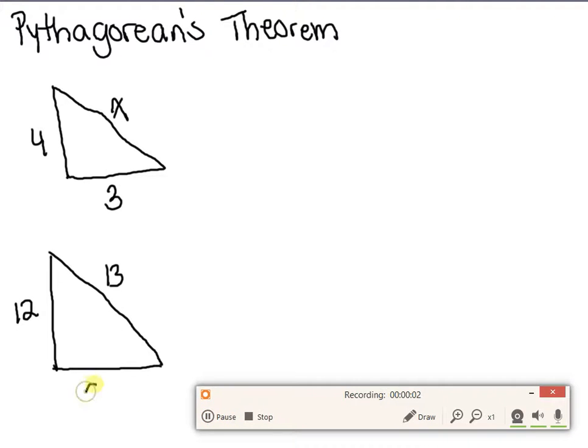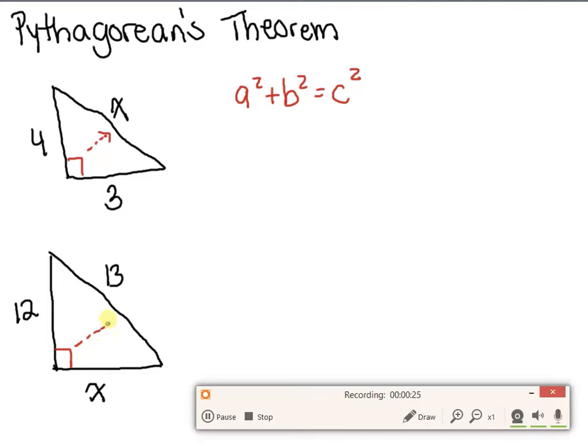Okay, we're going to do a very quick review of Pythagorean's theorem, but we go more into this in the actual course itself. So just a reminder, Pythagorean's theorem has a formula. Okay, so a squared plus b squared equals c squared. And just a reminder, c squared is always the side opposite the right angle.